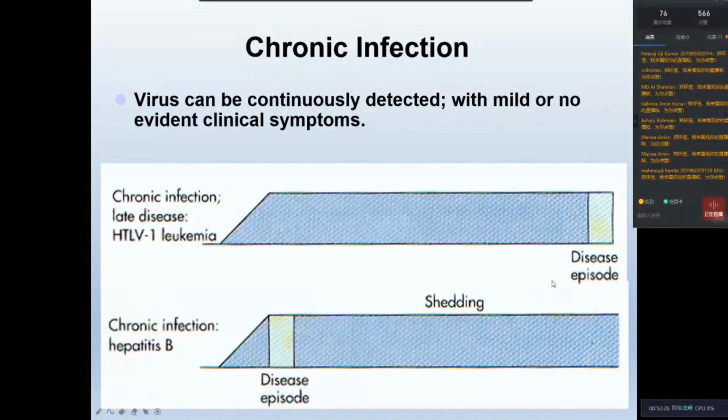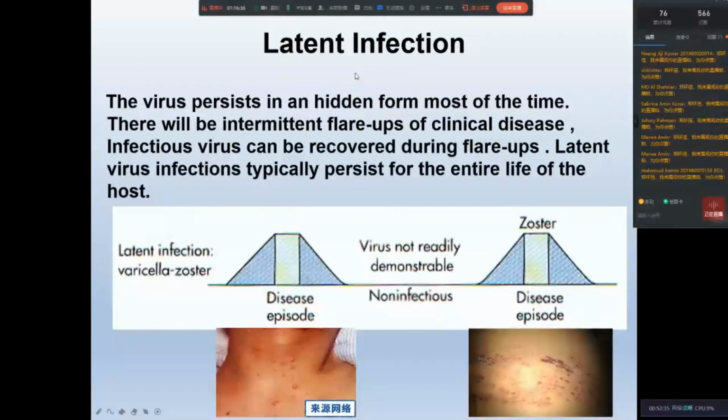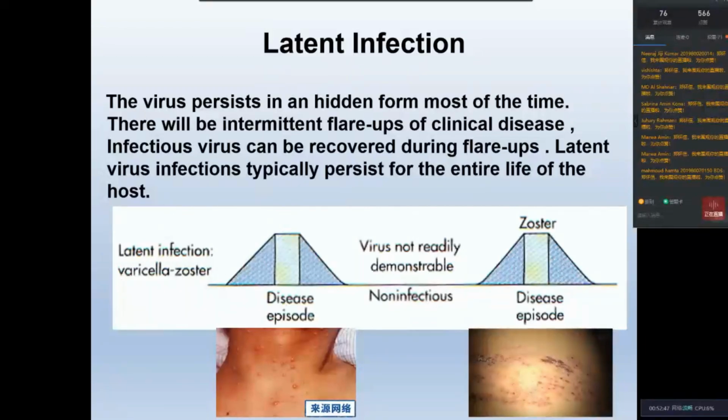The good news is that we now have vaccines to fight against both varicella and zoster. We give the little kids some vaccine to prevent infection. We can also give some vaccine to elder people, like your grandparents, your parents. So give them the zoster vaccine so that you can reduce the chance of zoster, or you can reduce the symptoms of zoster. It's a latent infection.